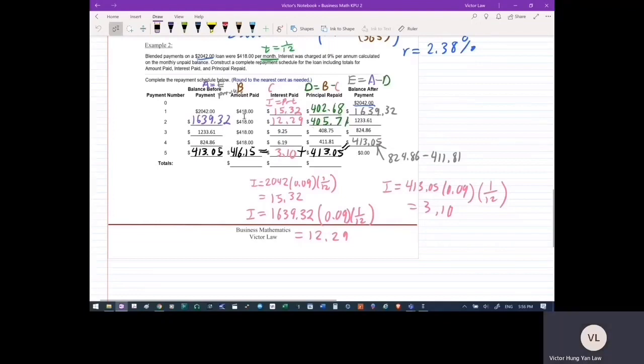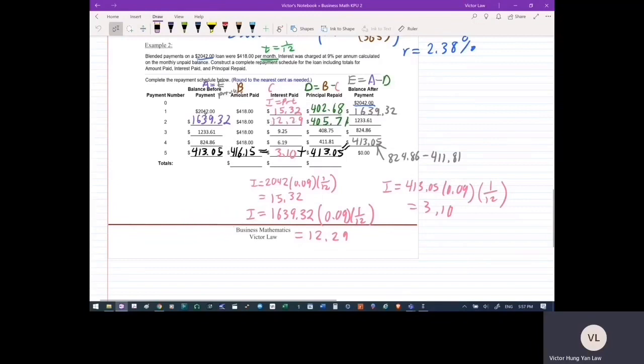So what we owe at the beginning of period 2 is what we owe at the end of the first period. We owe $1,639 at the beginning of period 2. And then again, we have the same $418 payment. In column C, same formula, I equals PRT. What we owe at the beginning of the period is $1,639.32, times 9%, times 1 over 12 for the T, and we get $12.29. So that's why we have $12.29 here.